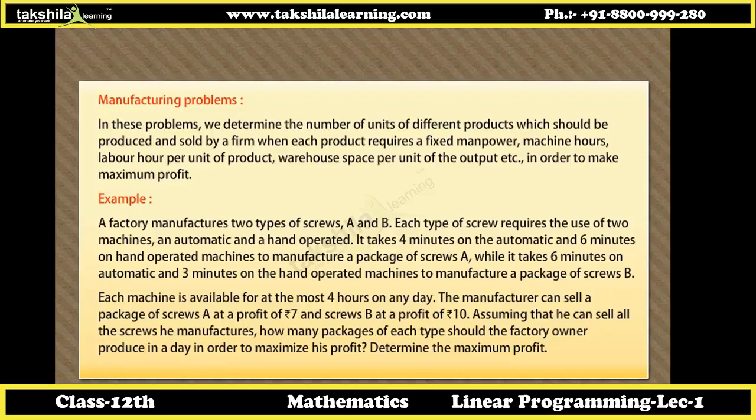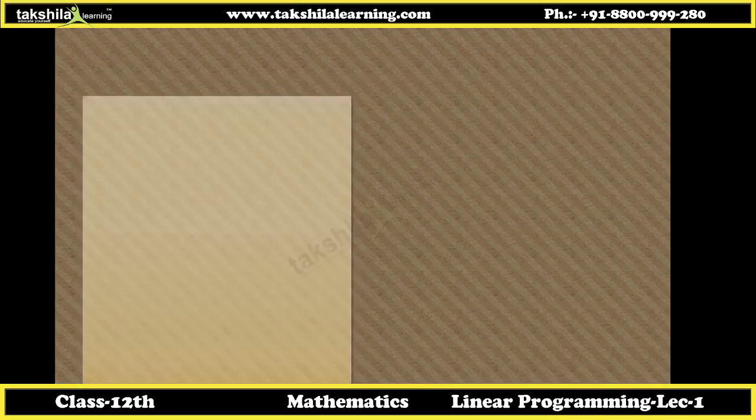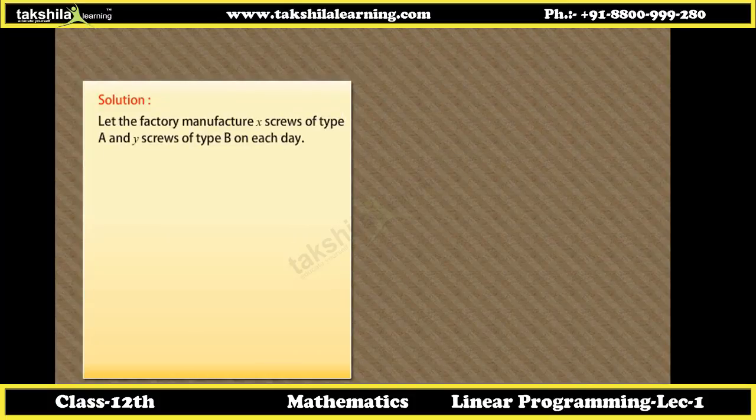The manufacturer can sell a package of screws A at a profit of ₹7 and screws B at a profit of ₹10. Assuming that he can sell all the screws he manufactures, how many packages of each type should the factory owner produce in a day in order to maximize his profit? Determine the maximum profit. Solution. Let the factory manufacture x screws of type A and y screws of type B on each day. Therefore, x ≥ 0 and y ≥ 0.